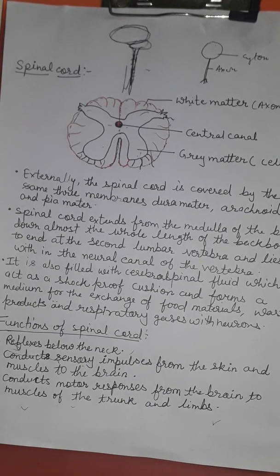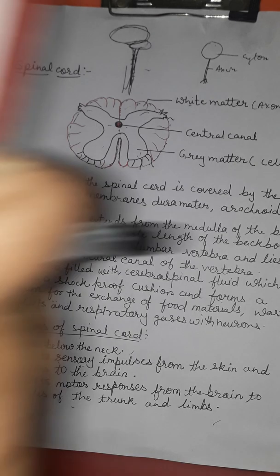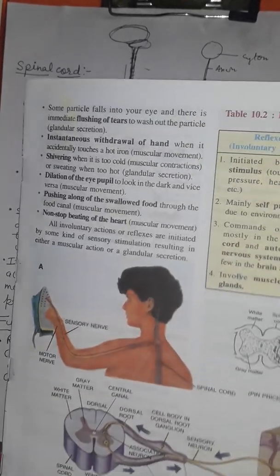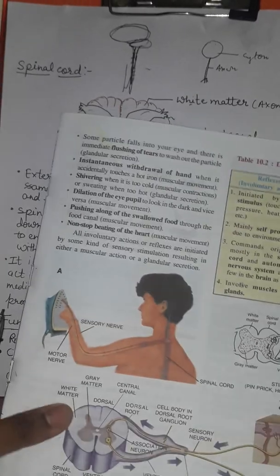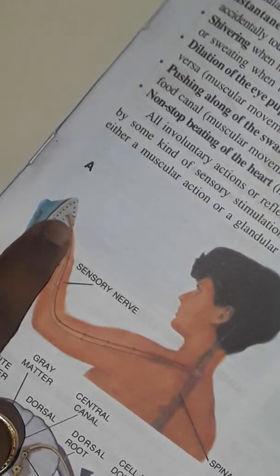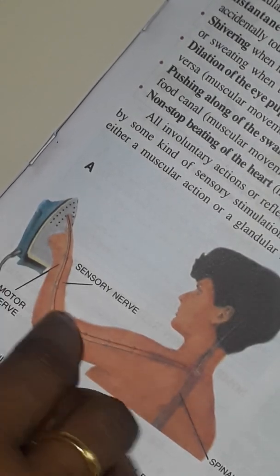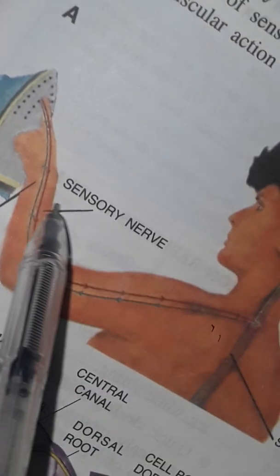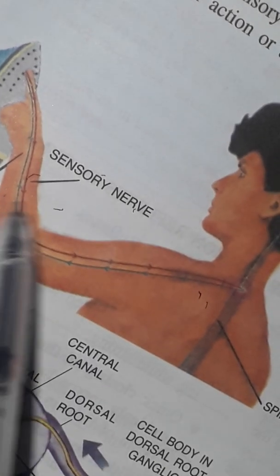See here in this figure, you can easily understand what I am saying. See the structure. This is a hot iron plate, and this one is the motor nerve. And here are two nerves. See clearly, one yellow one is the motor nerve and the red one is the sensory nerve.